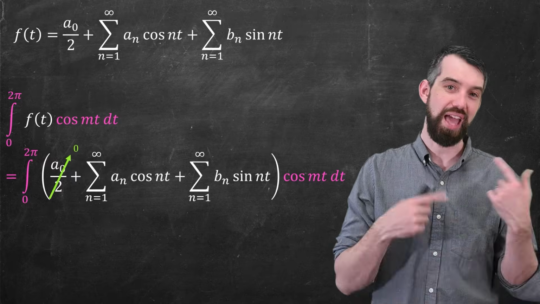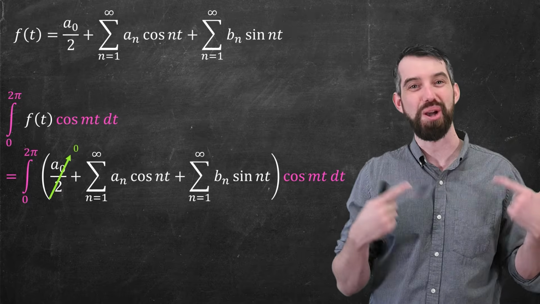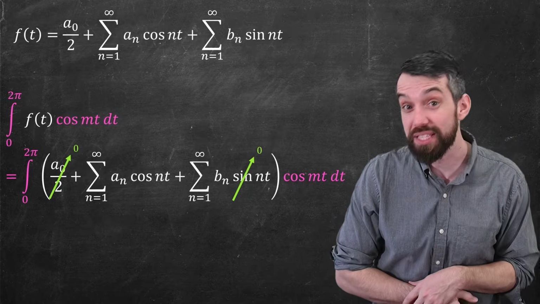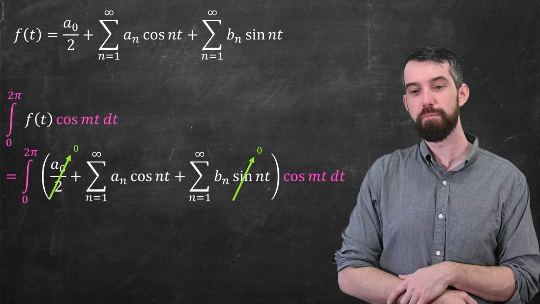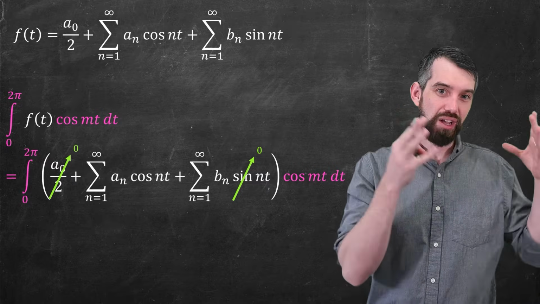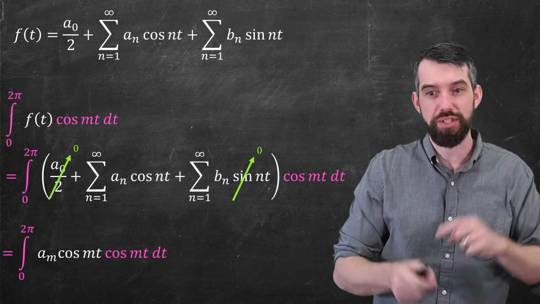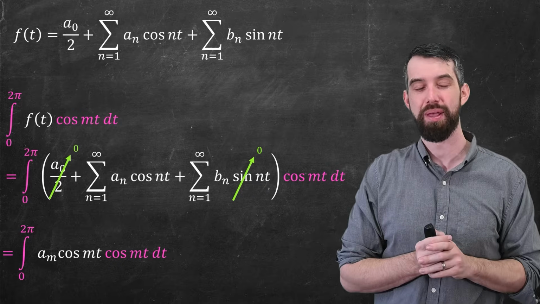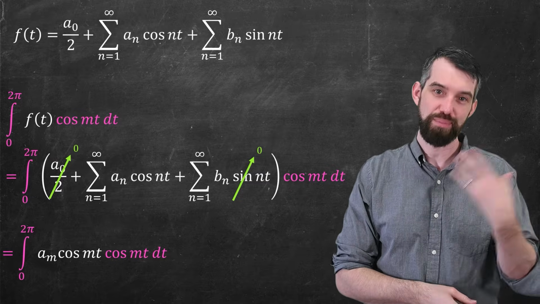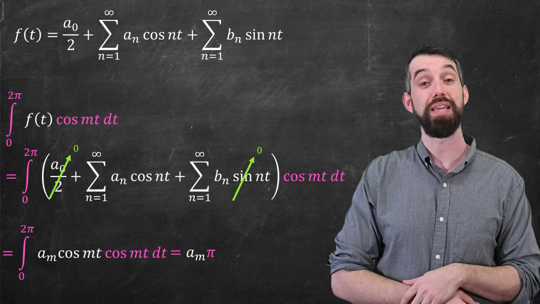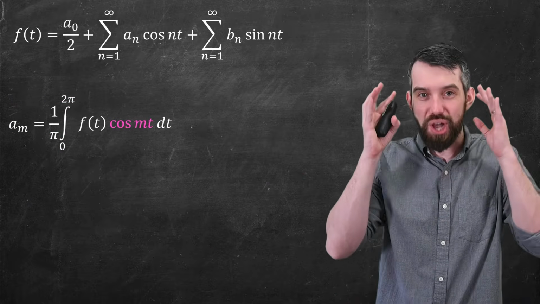Similar kind of argument, the a0 over 2 term is going to cancel away when you integrate, because integrating cosine over its period is just 0. Likewise, all the sine terms are going to go away because integrating sines times cosines always equals 0. What I'm left with then is the cosine times cosine terms, and most of those are 0, but there is one non-zero one, the time when m is equal to n. I get the integral of am cos of mt times cos of mt, or cos of mt squared, which we evaluated to be am times pi. And so again, I have a formula now for my cosine terms.